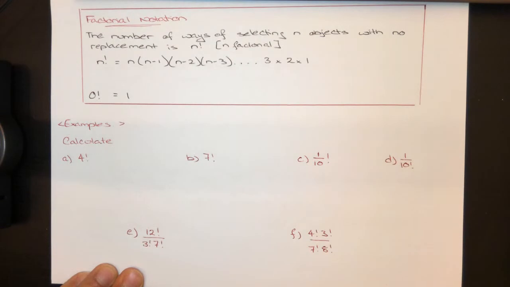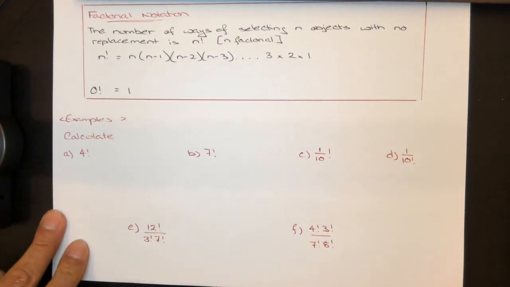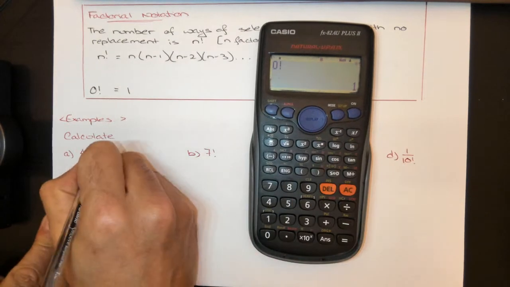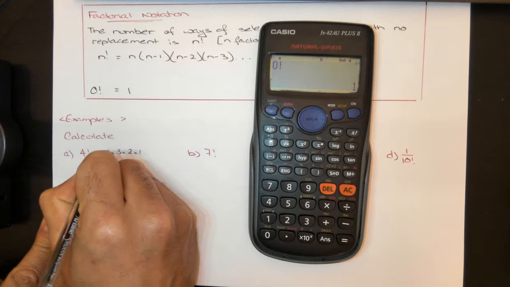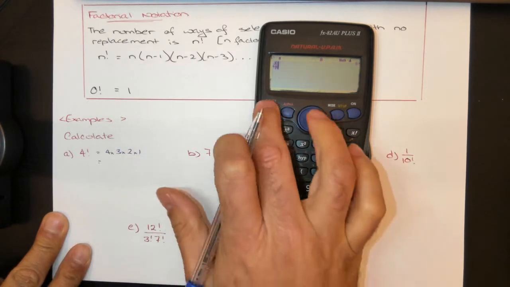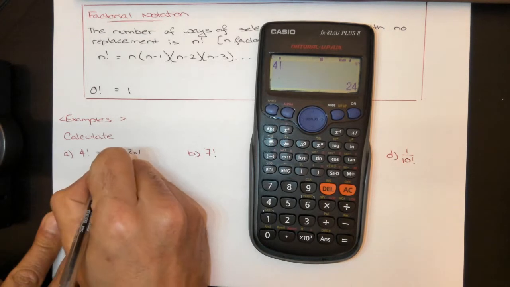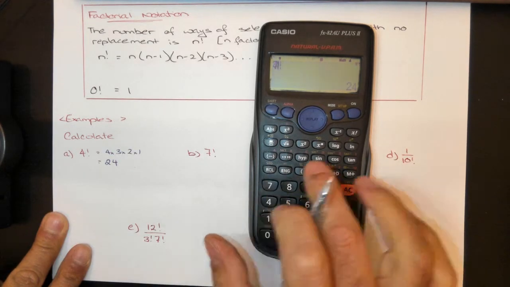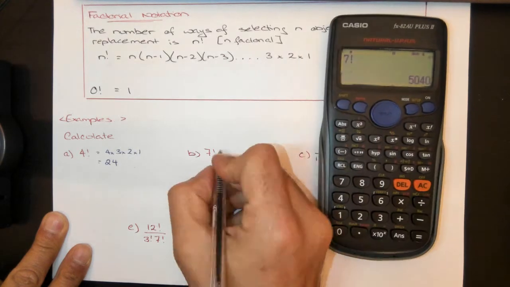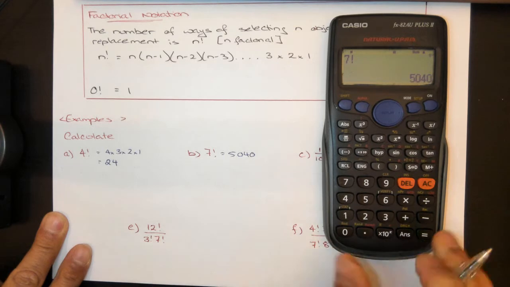Okay, so let's use a calculator to calculate 4 factorial. Well, that's the same as 4 times 3 times 2 times 1, but we don't need that. We just press 4 factorial, and we get 24 solutions. 7 factorial is 5,040 possible outcomes.